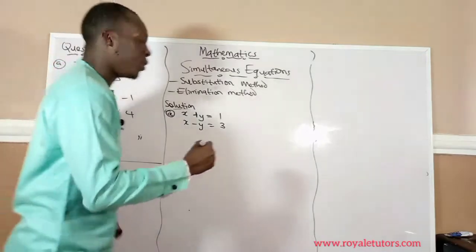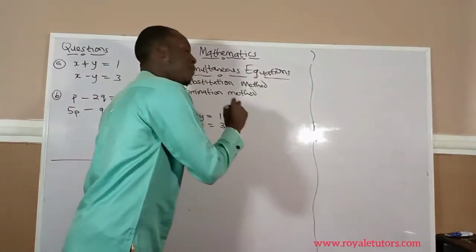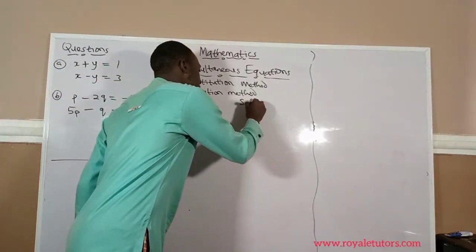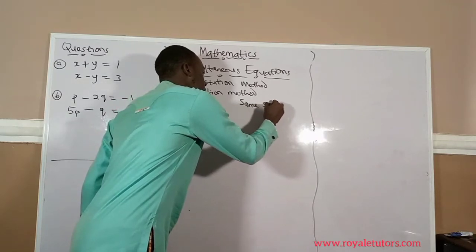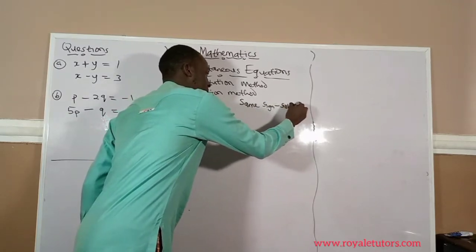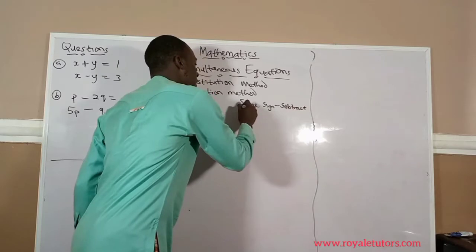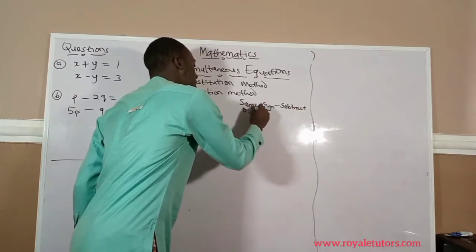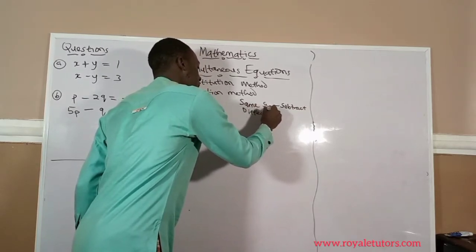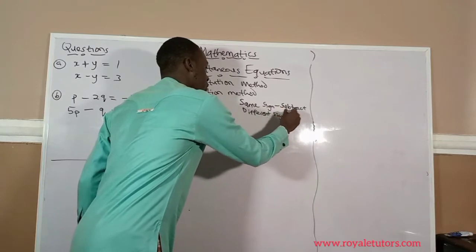Now, one thing you must notice is that if the variables have the same sign, you just subtract. But if the variables have different signs, you add.